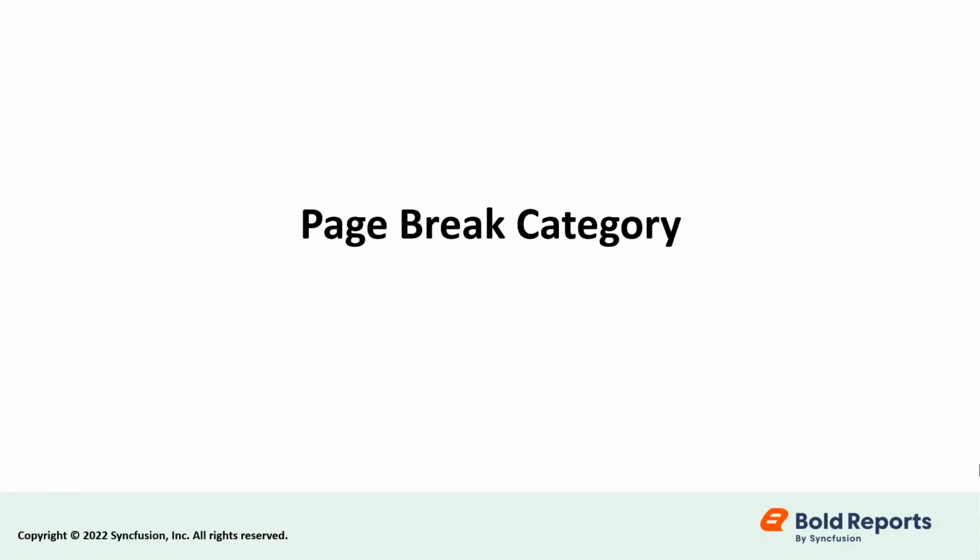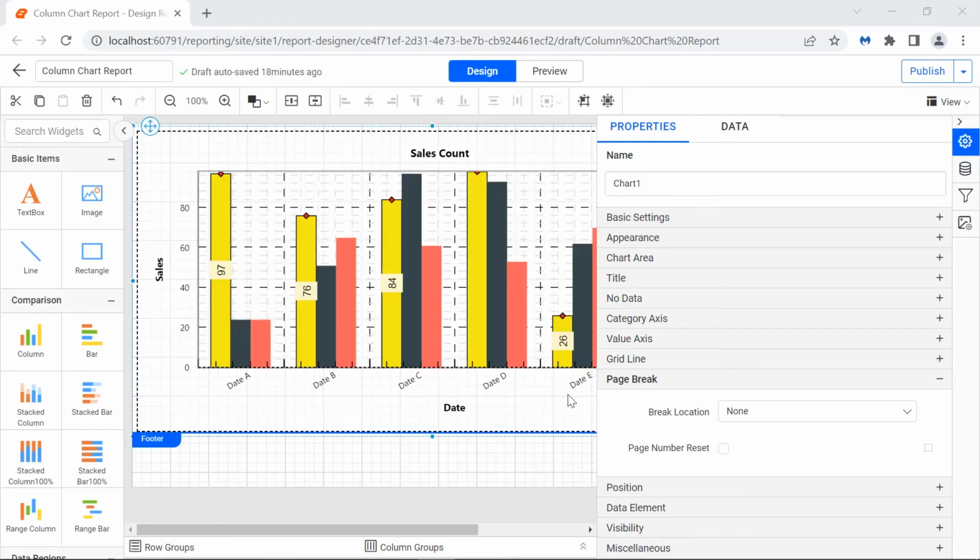Let's look at the properties under the page break category. Break location, and page number reset. The page break property is used to control the amount of information on each page, when you preview the report. By default, the none value is selected as the break location. And the page number reset property is disabled.